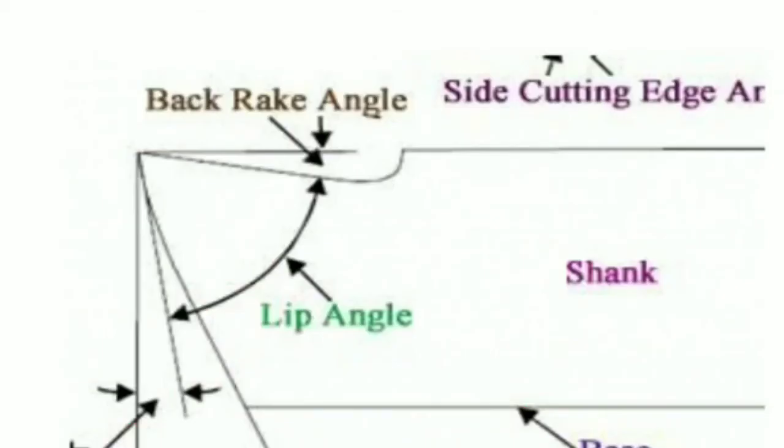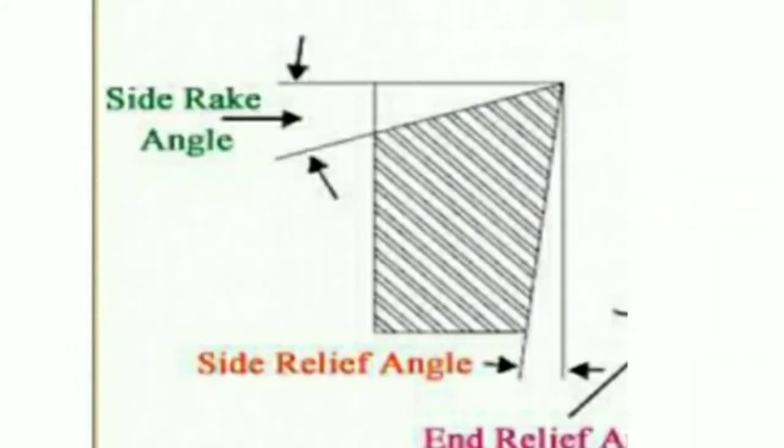You can see that the back rake angle is the angle between the tool face and a line drawn parallel to the base at the cutting point. And the side rake angle is the angle between the tool top face and a line drawn perpendicular to the side face of the tool at the cutting point.